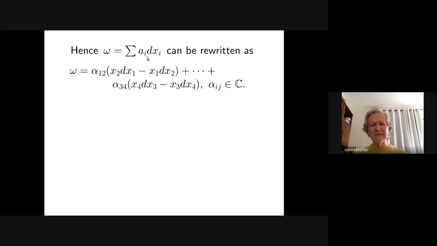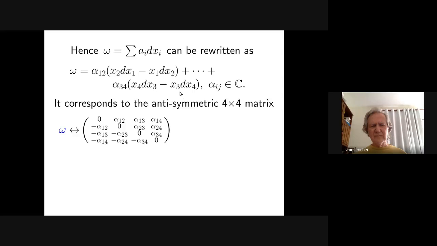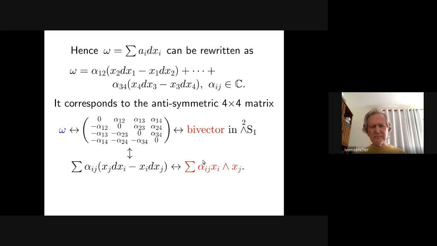So you can rewrite the one form as a combination of these basic one forms. And you see that the one form corresponds to this anti-symmetric 4x4 matrix. And also corresponds to a bivector in wedge 2 S1. And we say that this differential one form is a form of contact when this associated anti-symmetric matrix is non-singular. That's the condition.